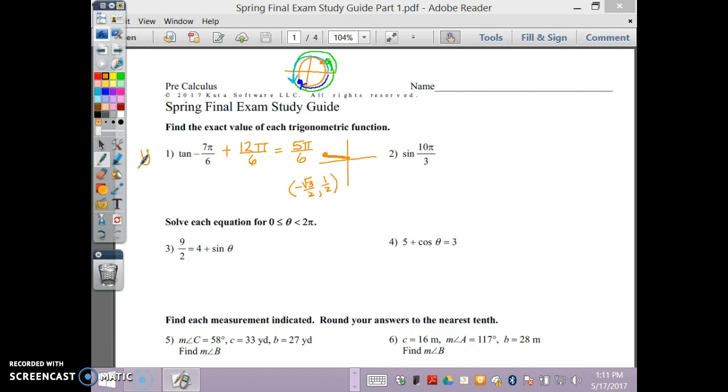Tangent is y over x. So the y value is 1/2. The x value is negative square root of 3 over 2. When I divide fractions, I flip the bottom fraction and I multiply. Your 2's will cancel. Then I rationalize. So times the square root of 3 over the square root of 3. So I have a final answer of negative square root of 3 over 3.